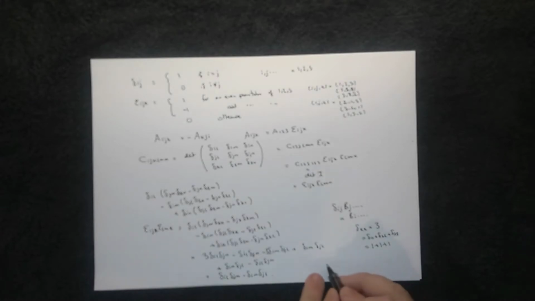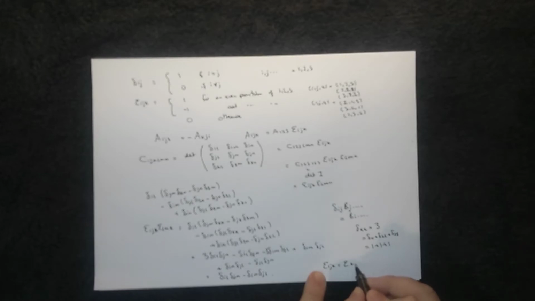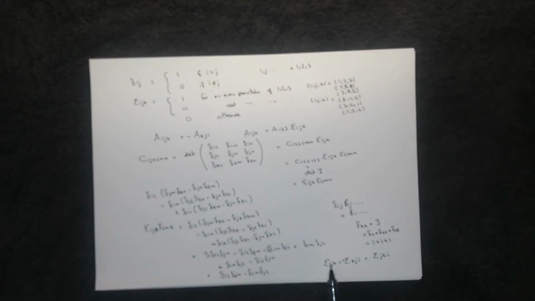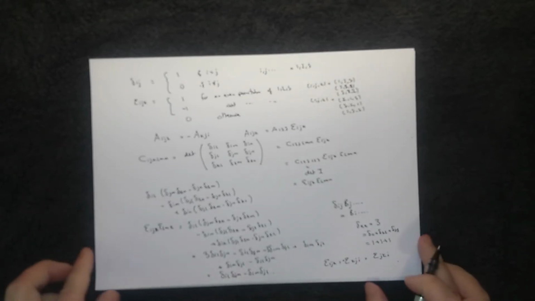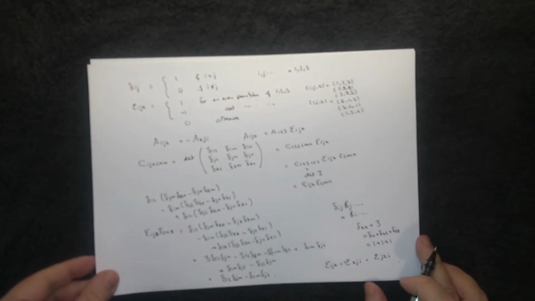Another property of the epsilon ijk, that's epsilon kji with a minus sign, which is epsilon jki. So you can see I've just cyclically moved this from the beginning to the end, and so that will be useful later on.